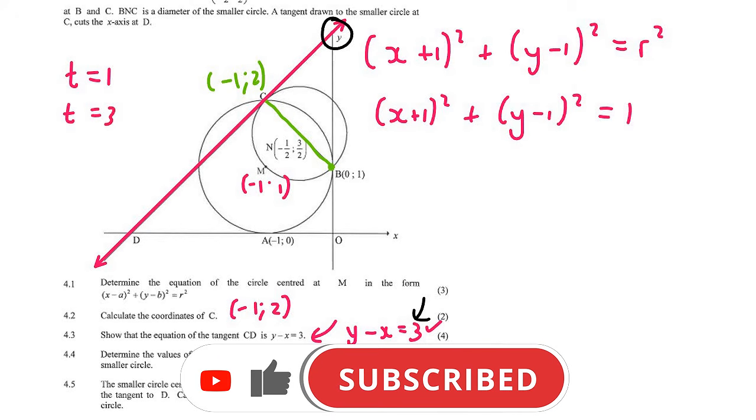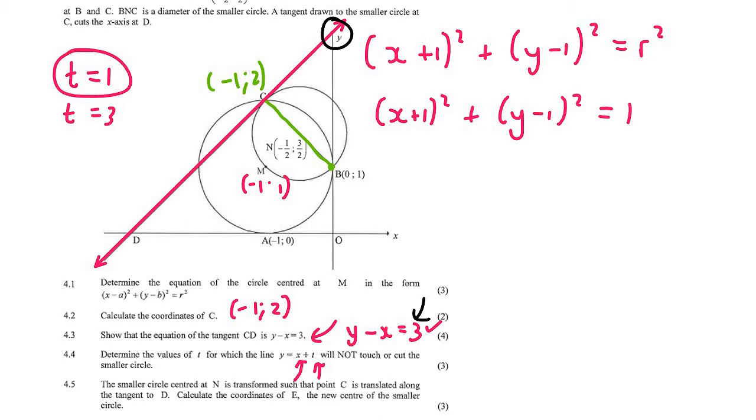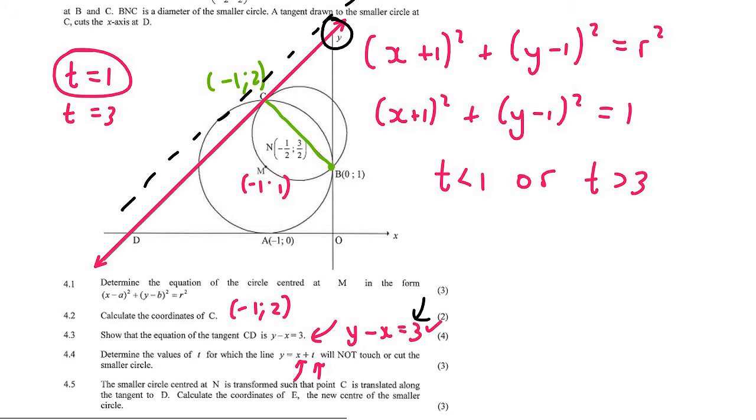Okay, so what we want is that the t value should be less than 1, because then it's going to go down here, which is good, because we don't want it to touch the circle. So we can say t must be less than 1, or, what would you guys say? T should be greater than 3. Because then the line would go somewhere over here, higher up than 3. So you're going to get lines that go here and here, for example. I hope that makes sense. You might need to watch that again.